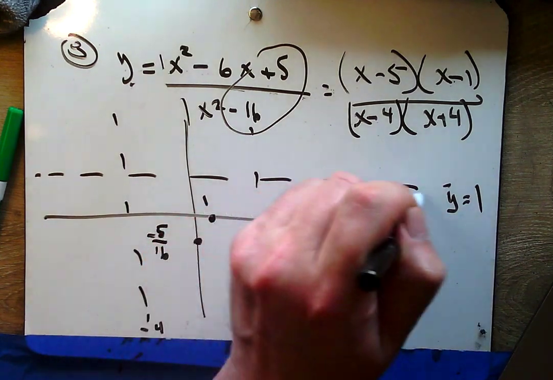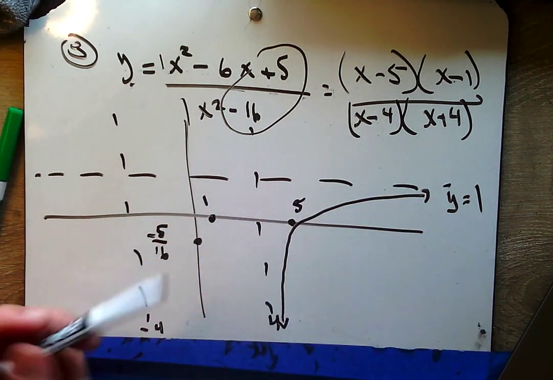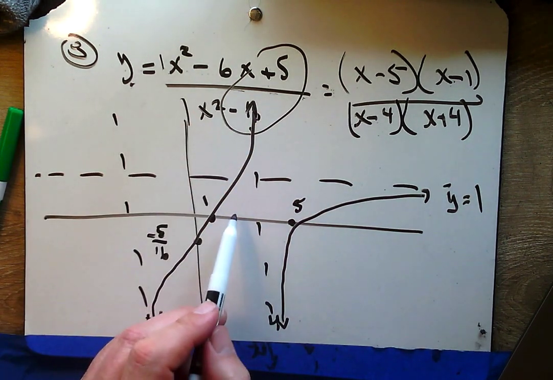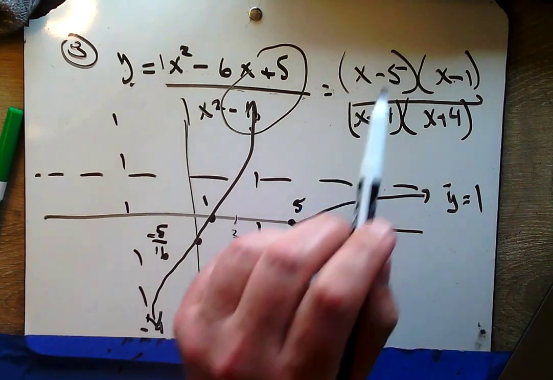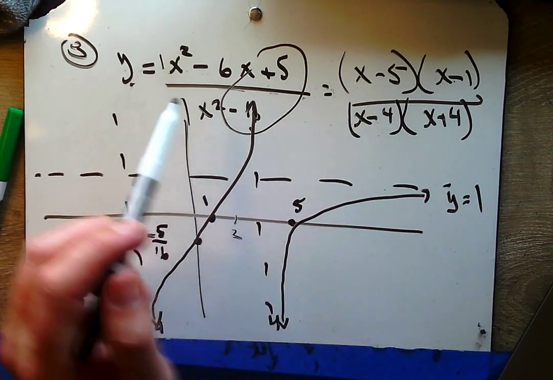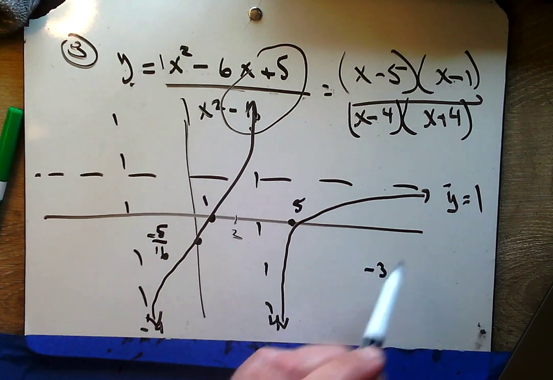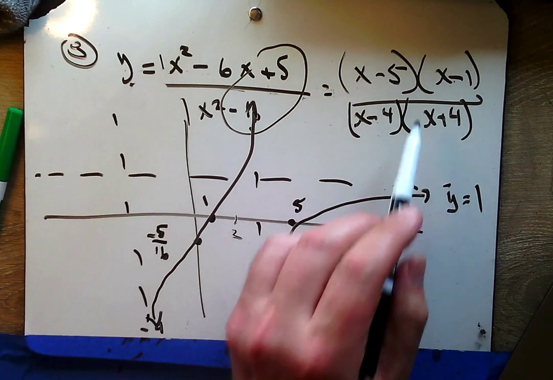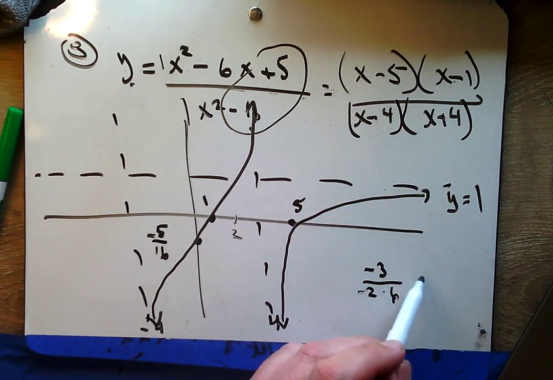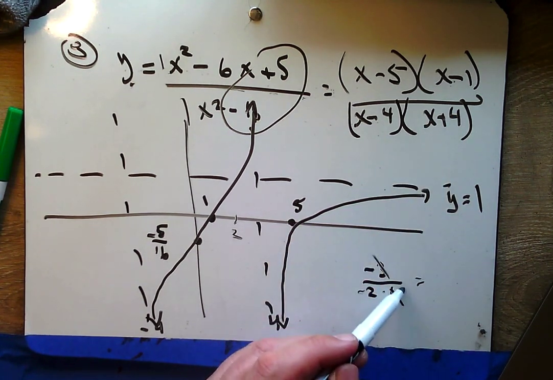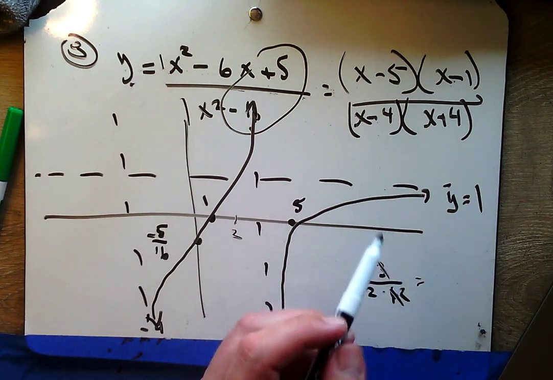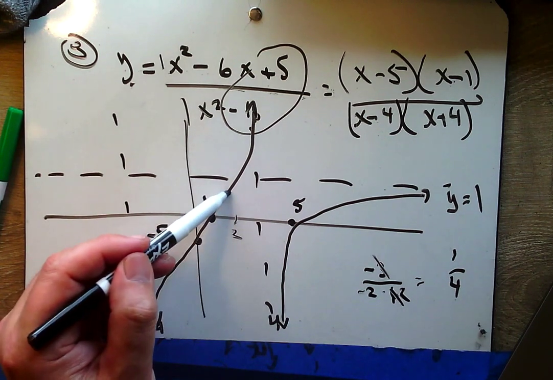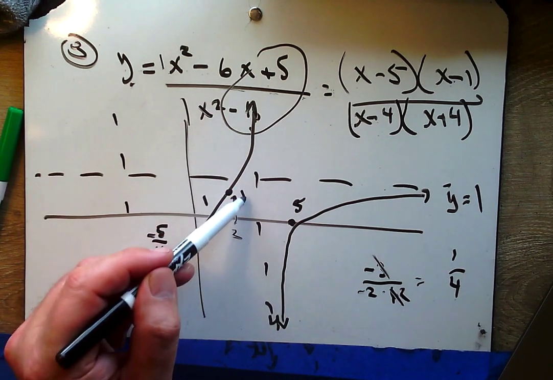Excellent. Well, we know a lot of stuff here. I feel pretty comfortable making that part of the graph. And here, I feel pretty confident about that, but we could always plug in a 2, just to make sure there's no bounce like in the last problem. 2 minus 5 is -3. 2 minus 1 is 1. 2 minus 4 is -2. 2 plus 4 is 6. And I could take a 3 from each of those, and I end up with negative divided by negative, which is positive 1/4. So if I plug in a 2, I get 1/4.